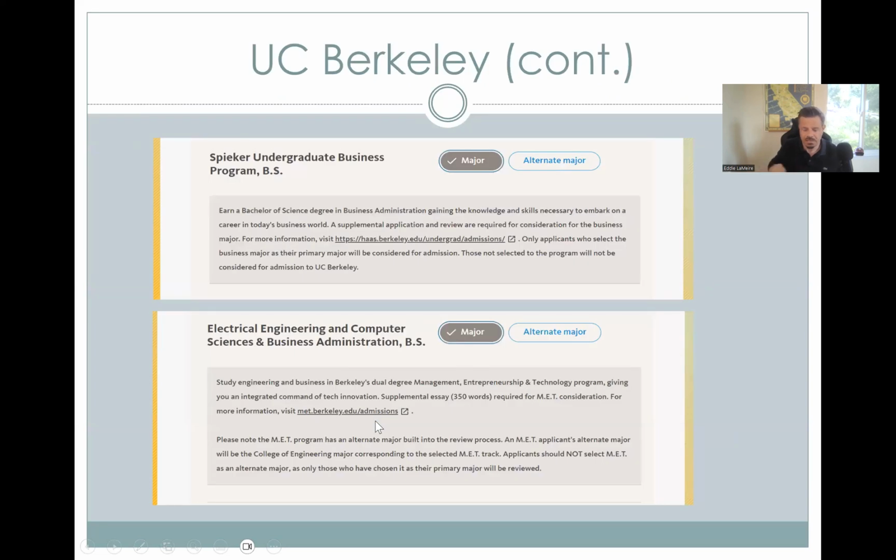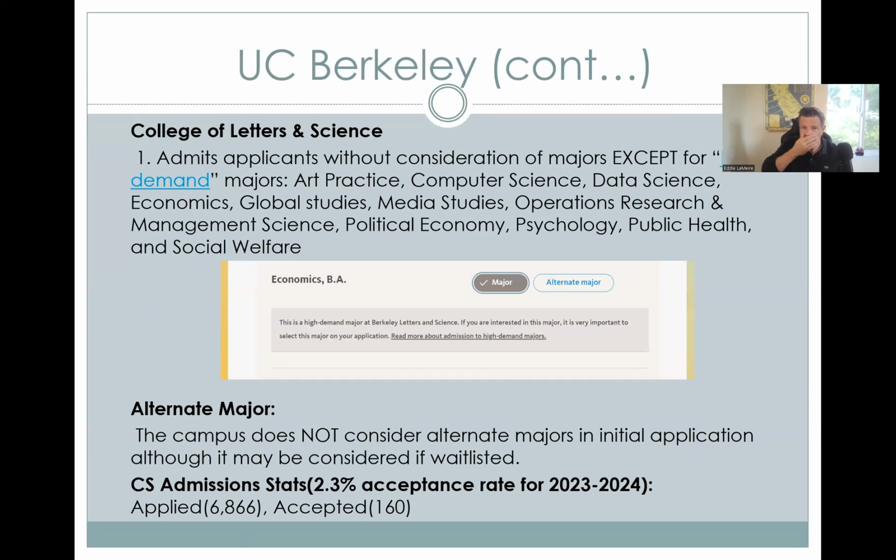You get the idea. So you'll be considered for a backup in the case of the combined programs. In the case of direct admit only business, it's either business or nothing. As I mentioned, high demand majors through LNS, you got those guys in there. Alternate majors not considered for Cal, and that's a big takeaway. Don't depend on the alternate major. Don't depend on the secondary major. In so many cases these days, it's not even considered.